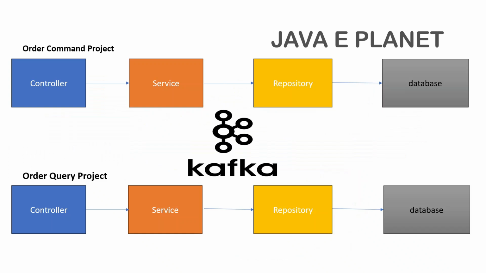Here is the architecture that we are going to implement, using Kafka as a message broker. Here we are implementing two microservices, the order command project and the order query project. We are using Kafka as a message broker.